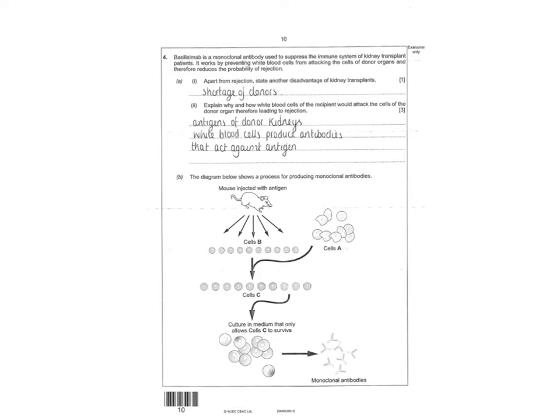The diagram below shows the process of producing monoclonal antibodies. So we've got the mouse injected with the antigen. We've got cells B and cells A, cell C, the cultured medium that only allows cell C to survive, and then produce monoclonal antibodies.